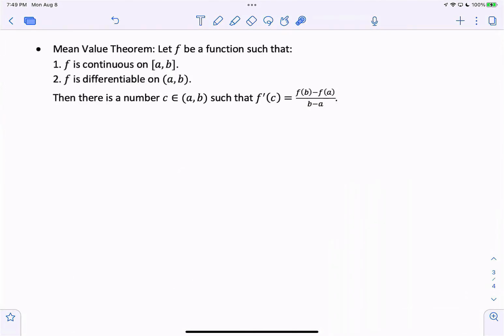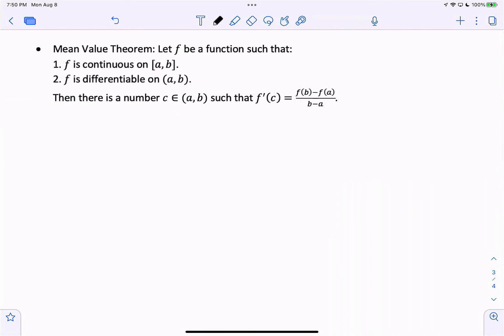The mean value theorem starts out kind of like Rolle's theorem. Let f be a function such that, now our hypotheses are that f is continuous on the closed interval from a to b and differentiable on the open interval from a to b, and that's it. Then there's a number c between a and b such that f prime of c is equal to the average rate of change between a and b. So f of b minus f of a over b minus a.